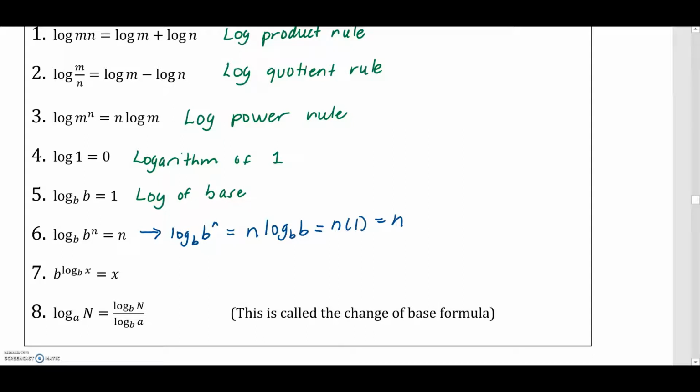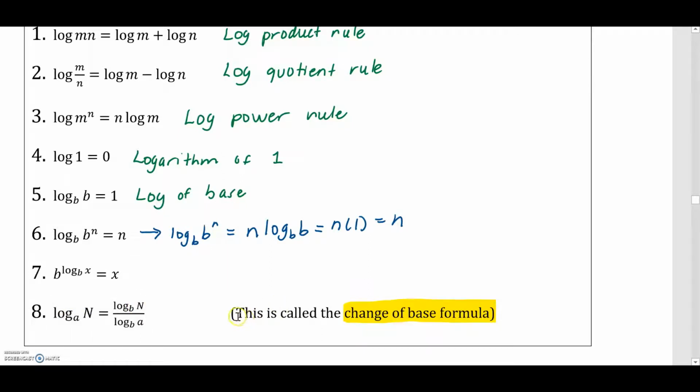And last but not least, Rule 8 states that log of base a of n is equal to log of base b of n divided by log of base b of a. This is called your change of base formula. And the reason why this is helpful is that our calculators only have logarithms of base 10 and base e on them. And if we want to evaluate a logarithm of a different base, such as base a, shown here, we can use either the log of base 10 or log of base e, ln, to calculate the original question.